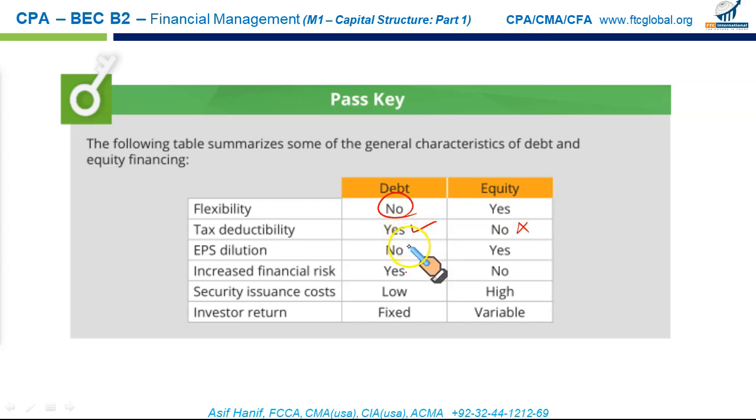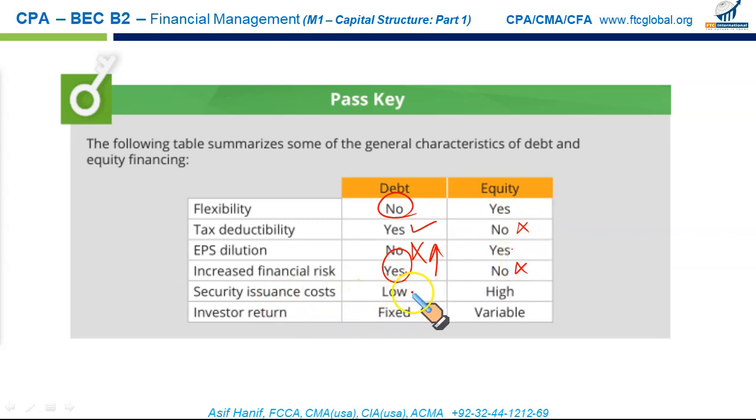Issuance of debt will not affect the current concentration of power with the shareholders, but when you issue more shares, the concentration or the power of shareholders is reduced, or in other words, EPS is diluted, because now the earning is distributed to more shareholders. Increased financial risk: when you issue debt, the financial risk goes up because you have to pay a certain amount of interest, whereas equity doesn't result in any increase in financial risk.